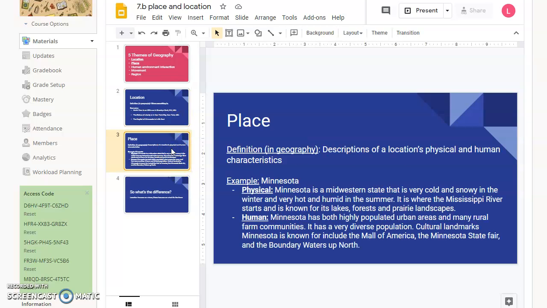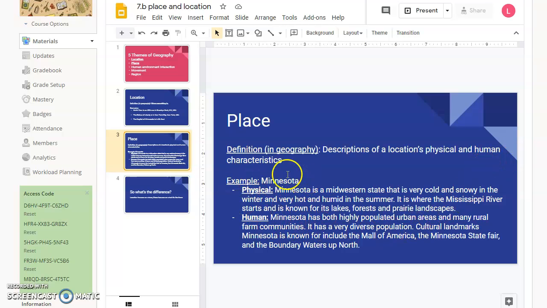Whereas place is descriptions of a location's physical and human characteristics. So just a quick review for the physical and human. Physical, the nature, what's actually there in the environment. Human is kind of like what culture have we brought, what impact have we had in the area.